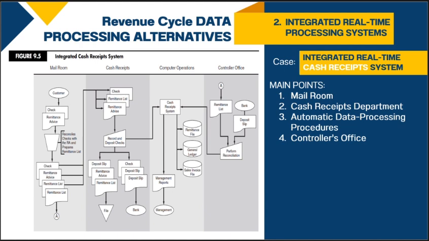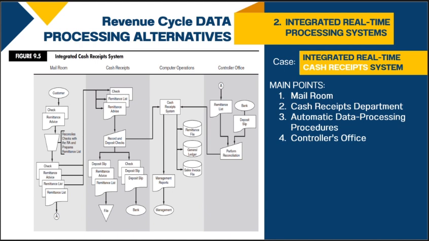So, for the first main point, the mailroom clerk opens the envelopes containing the checks and remittance advices and endorses the checks for deposit only. The clerk then reconciles the checks and remittance advices and prepares a remittance list. Now the checks, the remittance advices, and a copy of the remittance list are sent to the cash receipts department.